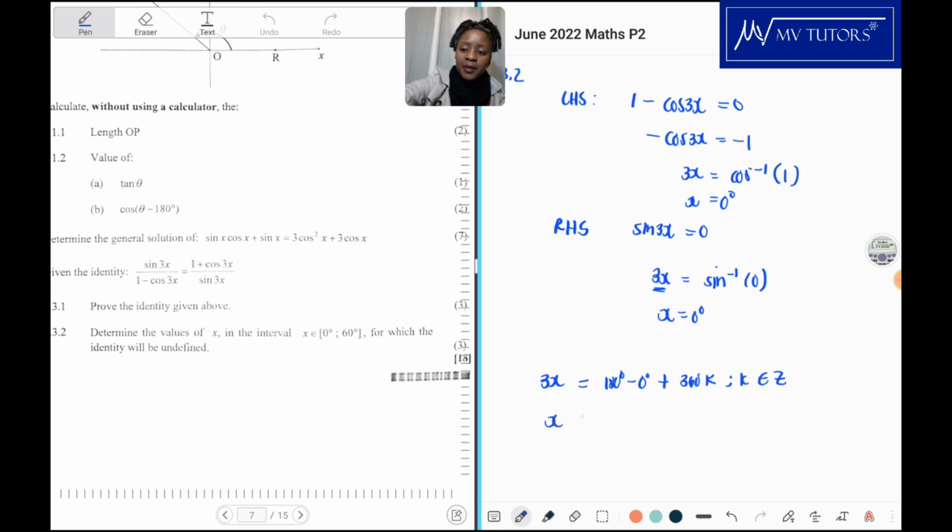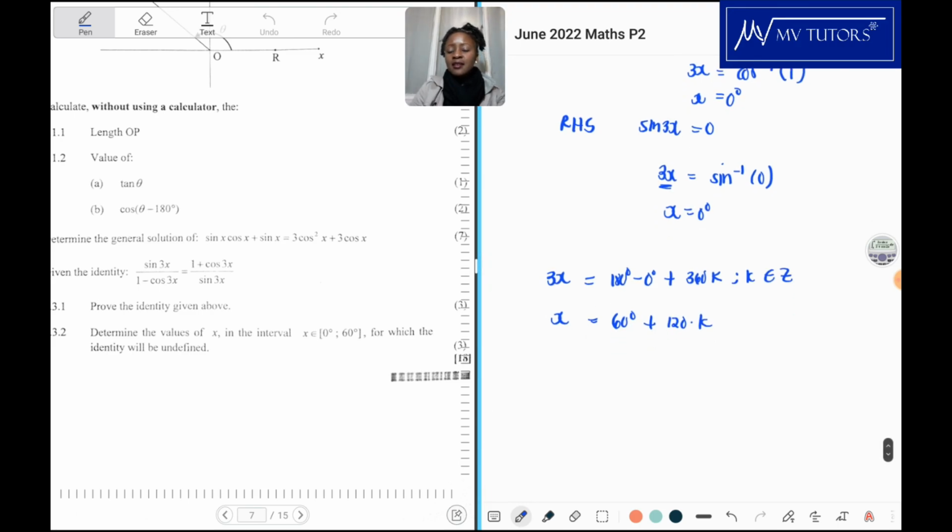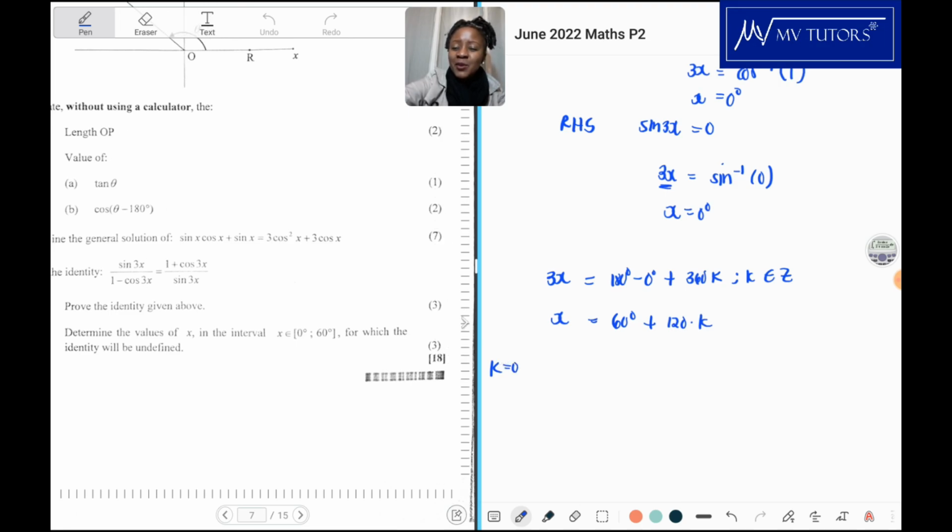If we were to divide by 3, I would get 180 divided by 3, that's 60. That'll be 120 times k. So there already, wow, there's the solution. If basically k was equal to 0, wow, if I didn't do this, I wouldn't have known. If k is equal to 0, then x is 60.